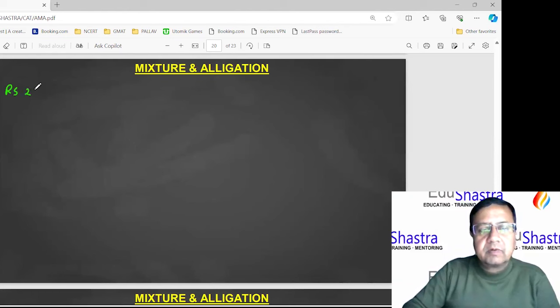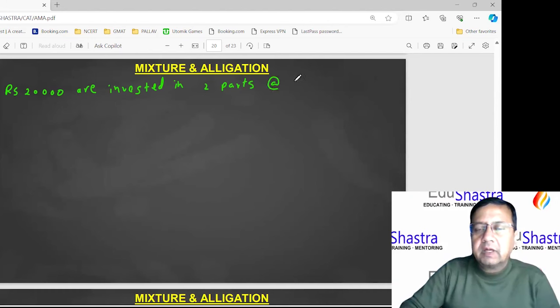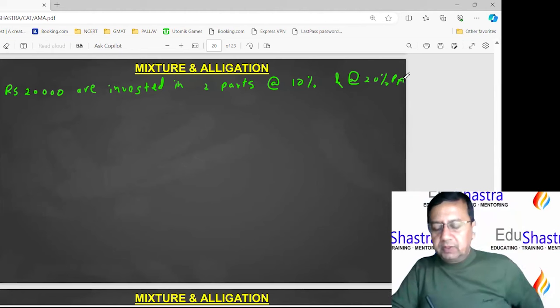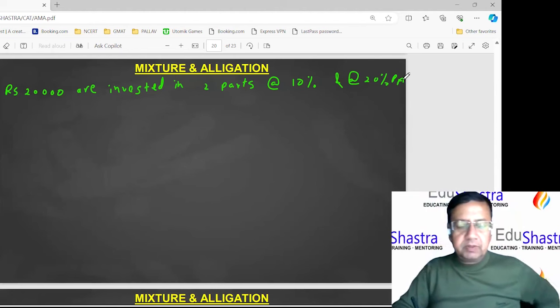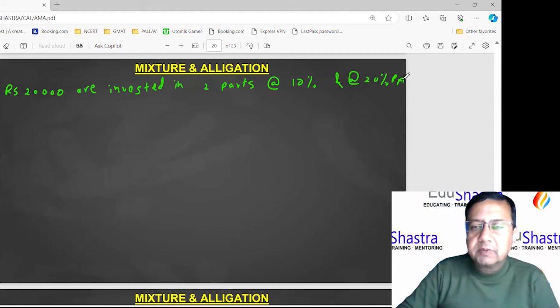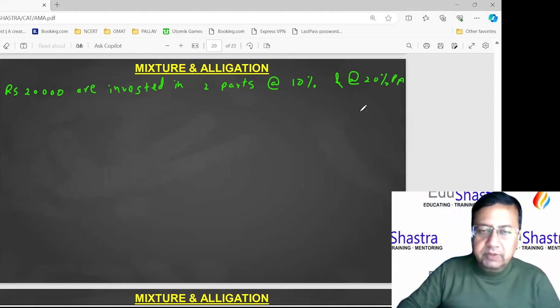Rupees 20,000 are invested in 2 parts at 10% and at 20% per annum, right? So the total you have is rupees 20,000, and you are investing it in 2 parts at 10% and 20% per annum interest rate, right?